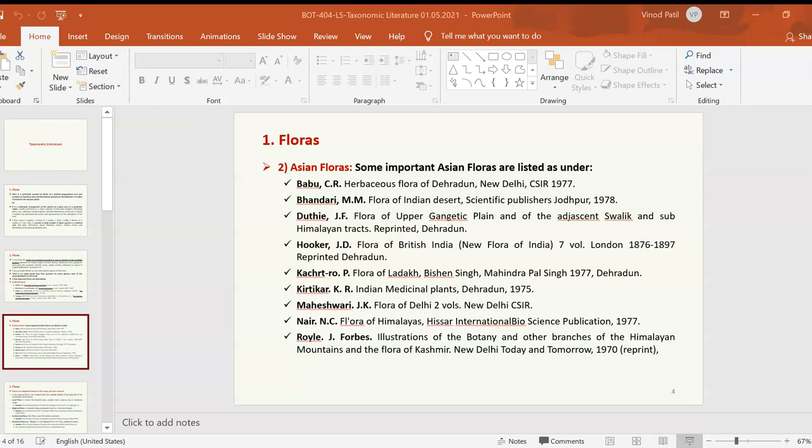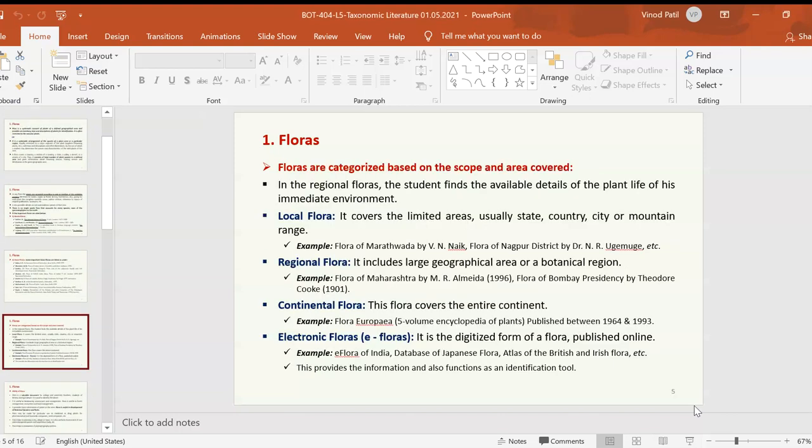This is again the famous one, Kirtikar and Basu. So Kirtikar added to the Indian knowledge, that is the Indian medicinal plants. This was again a kind of flora. Maheshwari, Flora of Delhi, particularly Maheshwari. I mean, he is again a famous chap from the CSIR Institute. Nair, Flora of Himalayas. Then Royle, Forbes, Illustrations of the Botany. Likewise, we can add many things to these floras.